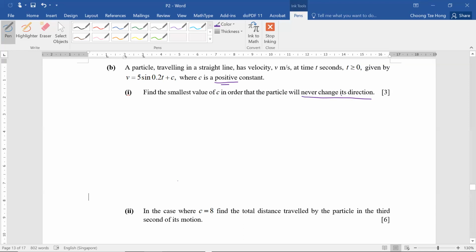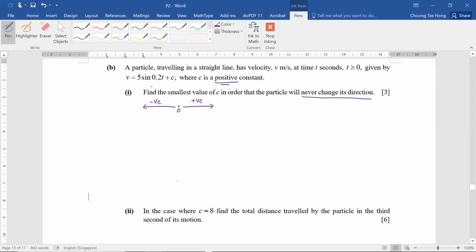In kinematics, do you recall how the direction is determined? The direction is determined by the sign of the velocity. If the velocity is negative, usually we let the negative direction be the left side, so the particle is traveling to the left. If the velocity is positive, the particle is traveling to the right. Of course, if the velocity is 0, the particle is at rest.